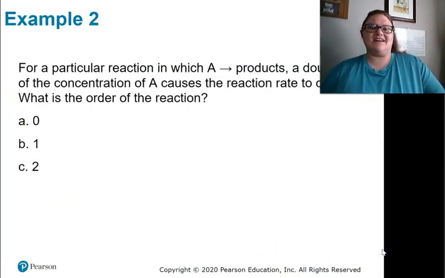All right, let's get into our example 2. For a particular reaction in which A decomposes into products, a doubling of the concentration of A caused the reaction rate to double. So what's the order of this reaction?